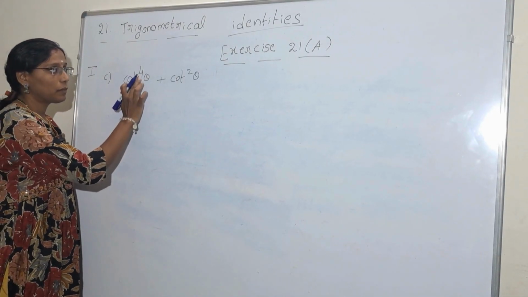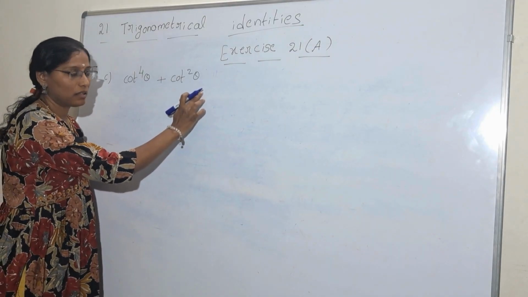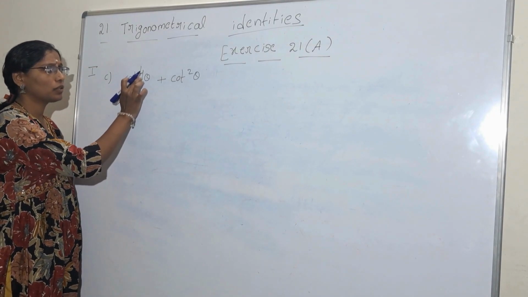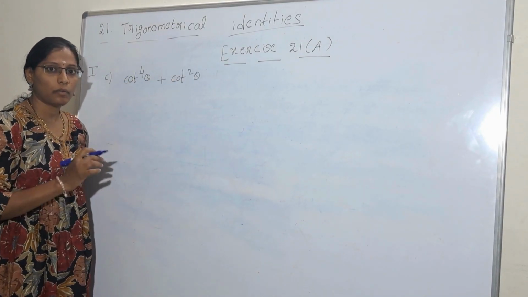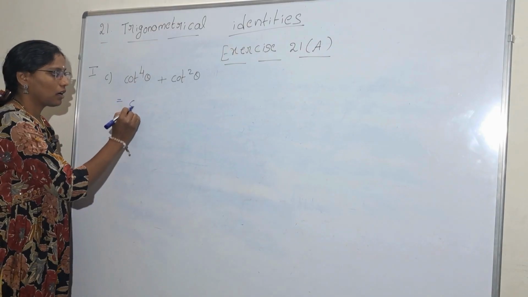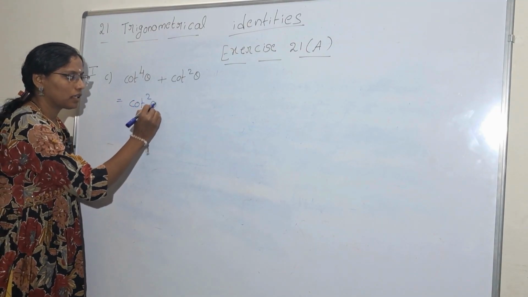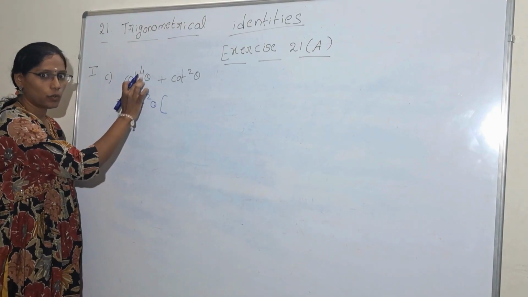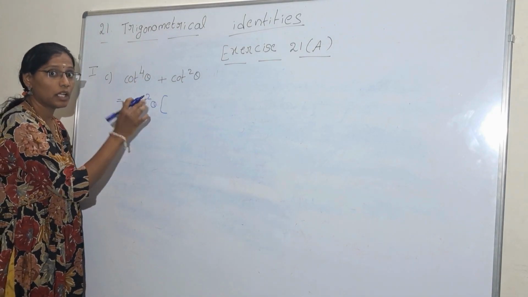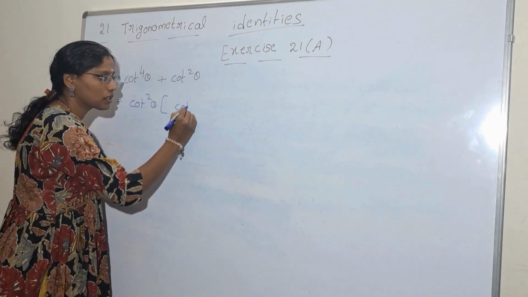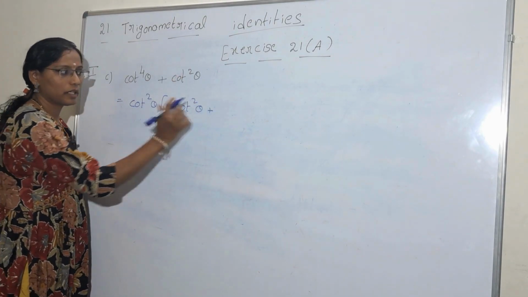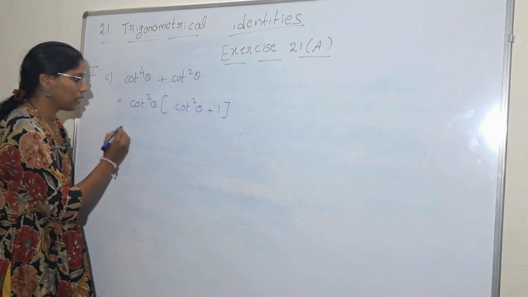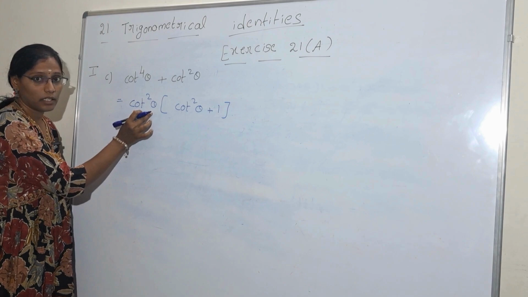Next problem is C. Here cot power 4 theta plus cot square theta. What is common here? Here 4 times cot theta, here 2 times cot theta. So cot square theta we have to take common. Cot square theta, remaining here cot square theta, since I took cot square theta common. Remaining 2 cot square theta plus 1. Here cot square theta, how to write?